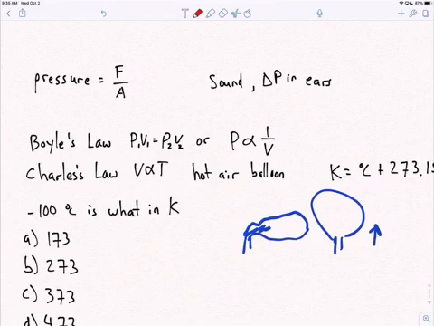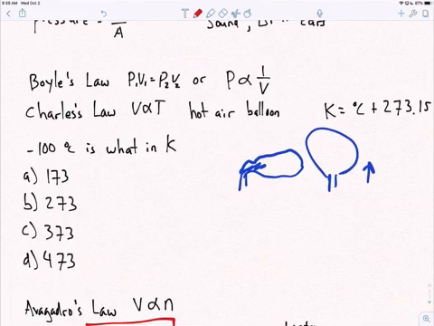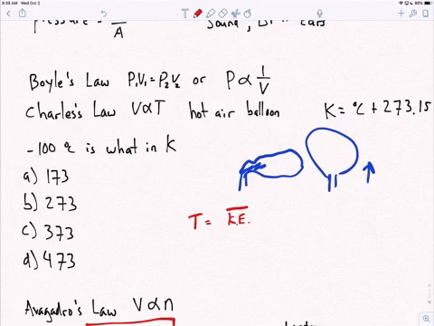So does anybody know the definition of temperature? Temperature is defined as average kinetic energy. Let me write that down. So temperature, capital T, is the kinetic energy, KE for kinetic energy, with a bar over it, that means the mean or average. If you've taken math. So it's the average kinetic energy.